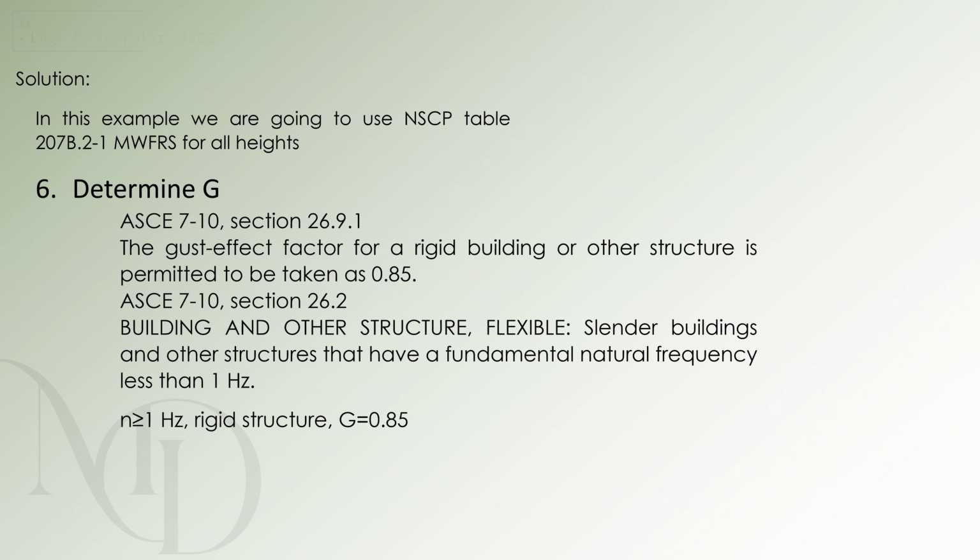In NSCP C101-15 section 26.9.1, the gust effect factor for a rigid building or other structure is permitted to be taken as 0.85. Meanwhile, section 26.2 of the same code defines what is considered flexible. A flexible building or structure is described as a slender system that has a fundamental natural frequency less than 1 Hz. In other words, if the structure vibrates more slowly than once per second, it is treated as flexible. So if the natural frequency n is greater than or equal to 1 Hz, the structure is considered rigid. In that case, the gust effect factor capital G is taken as 0.85.